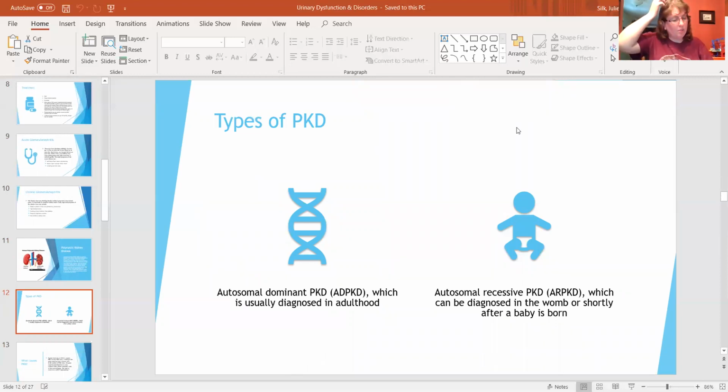So there are a couple of different kinds of this. There's an autosomal dominant polycystic kidney disease, which is usually diagnosed in adulthood. And there's an autosomal recessive one, which is diagnosed in the womb or shortly after the baby is born.